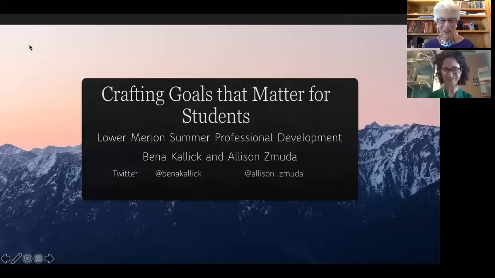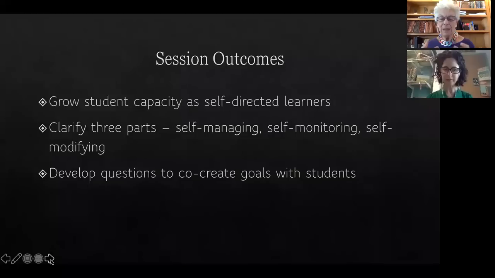Okay, so here we are, and good day to you all. We're going to be crafting goals that matter for students. You know that goal setting is one of the important things that we can do with our students. And regardless of whether we're with them face-to-face, in hybrid, or in remote learning, we can always be driven by goals as long as the goals motivate us.